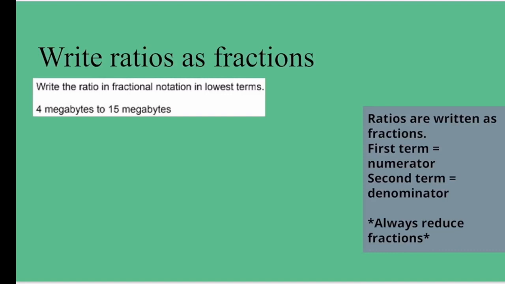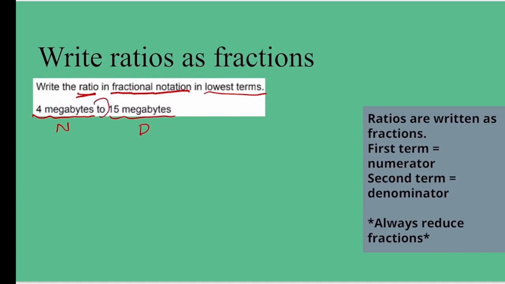Write ratios as fractions. When you have ratios, this is: write the ratio in fractional notation in lowest terms. Ratios are always going to be written in fraction form. You will always have to reduce, even if they don't tell you to. The first term is going to be your numerator. The second term is going to be your denominator.